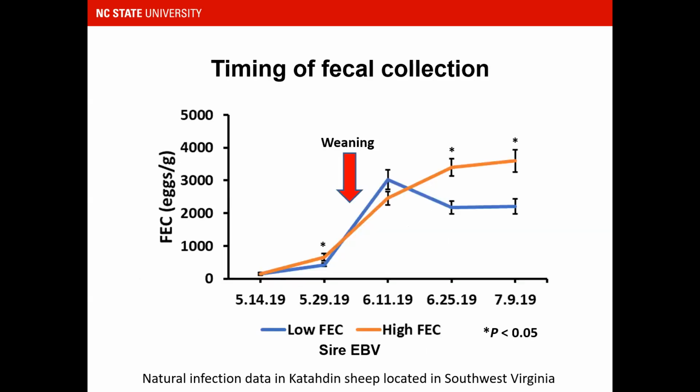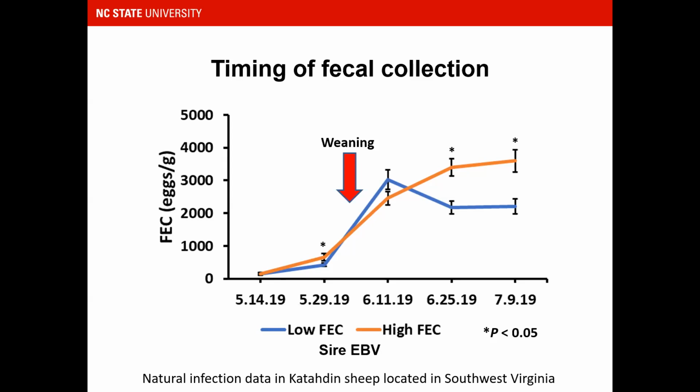So the timing of fecal egg count collection is really important. And this is going to vary by region and where your parasite challenge is when it occurs during the year. Certainly here in the Southeast, it happens a little bit earlier than those of you that might be further up north. This is natural infection data from Katahdin sheep located in Southwest Virginia. So fecal egg count just slowly rises there before weaning. These are March-born lambs. So wean them out 60, 70 days in early June.